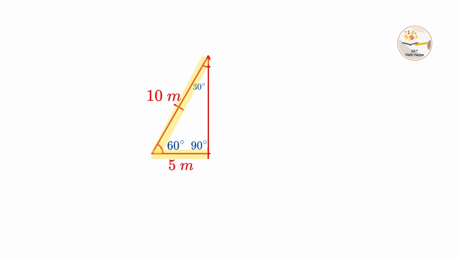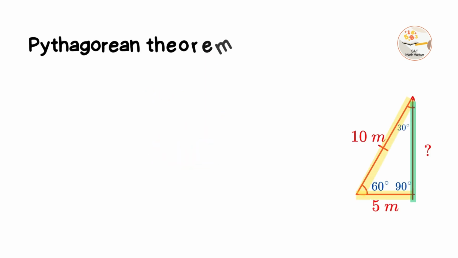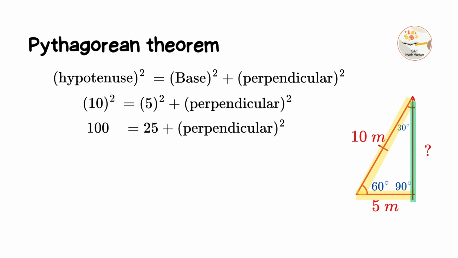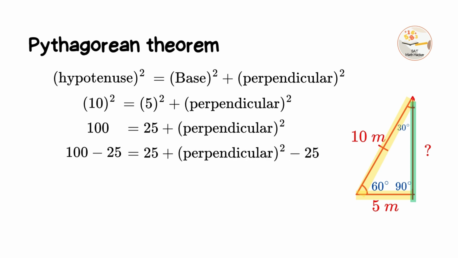The base is 5 meters, and the perpendicular side is unknown, and we'll find it using the Pythagorean theorem. According to the theorem, hypotenuse squared equals base squared plus perpendicular squared. So 10 squared equals 5 squared plus perpendicular squared. 100 equals 25 plus perpendicular squared. Subtracting 25 gives perpendicular squared equals 75.